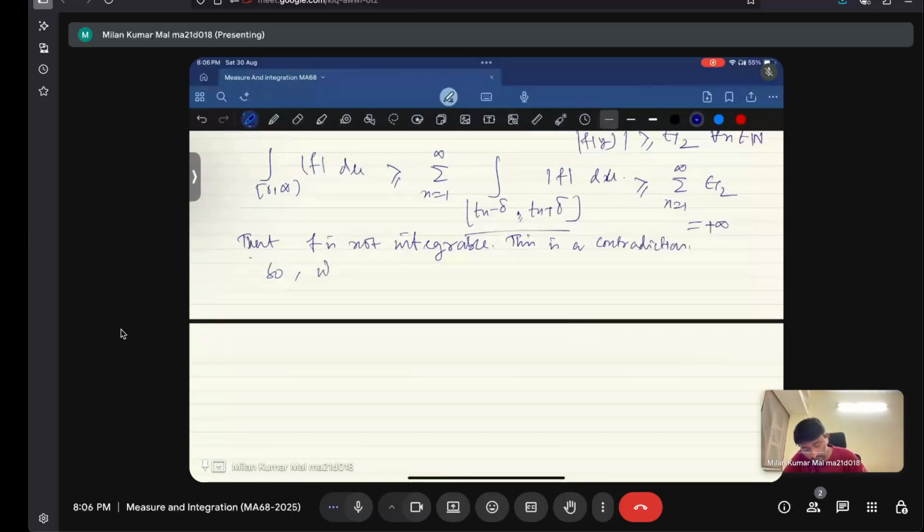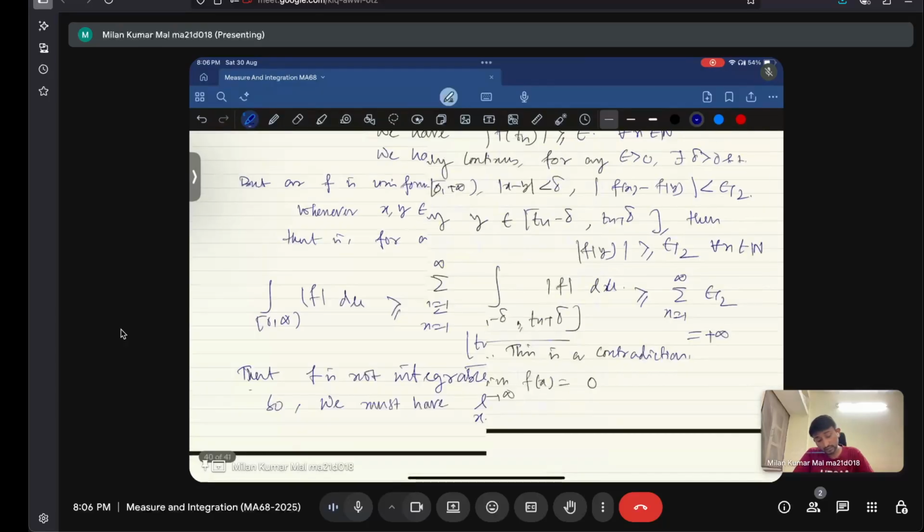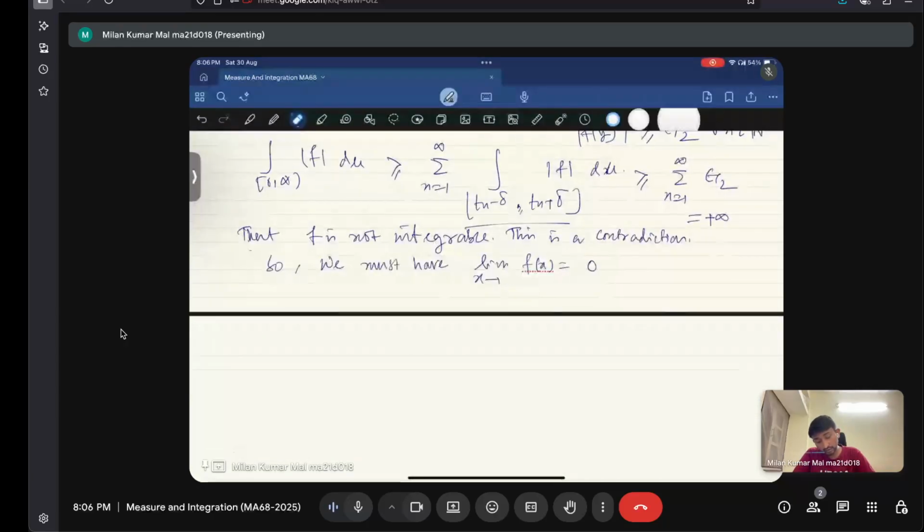So we must have limit x tends to infinity f of x is equal to 0. I think this is what we were contradicting. Plus infinity doesn't matter because we are completely in the plus infinity set. Okay, so this completes the proof.